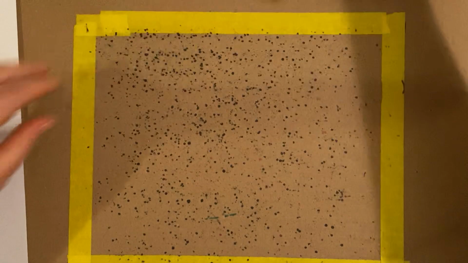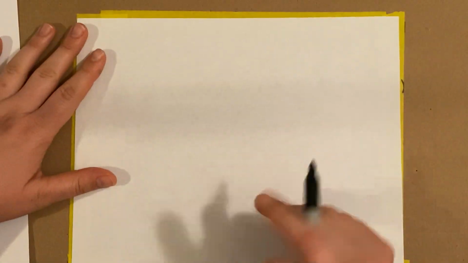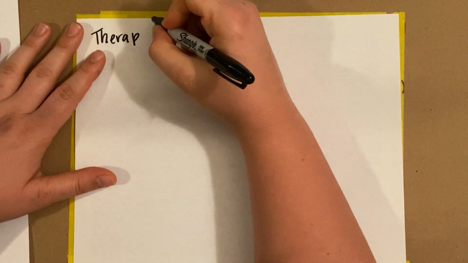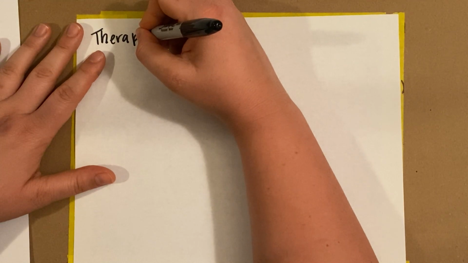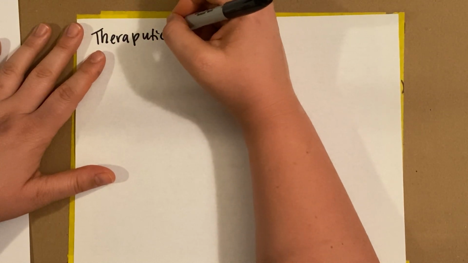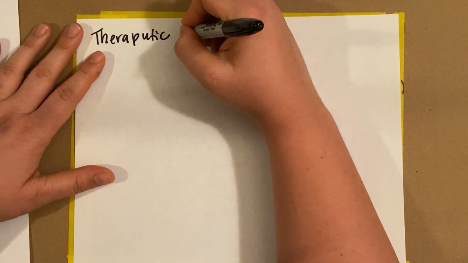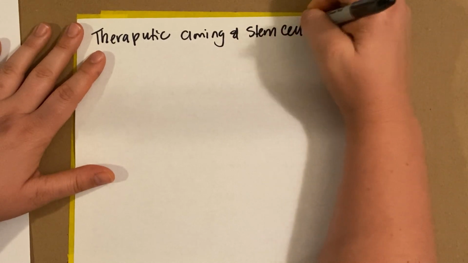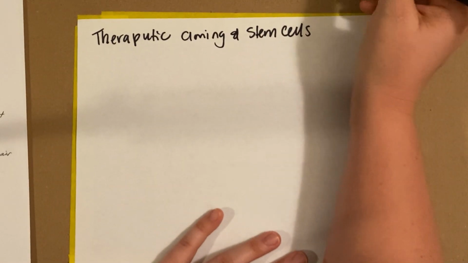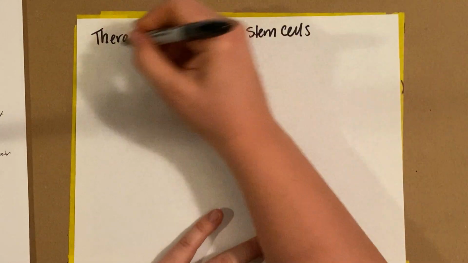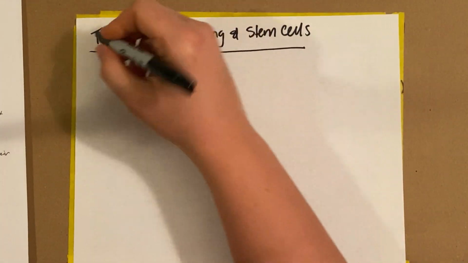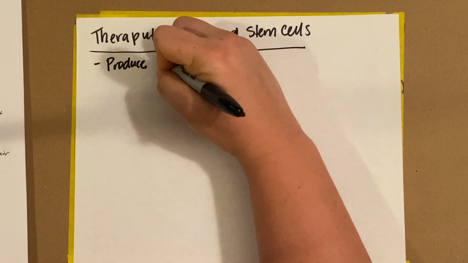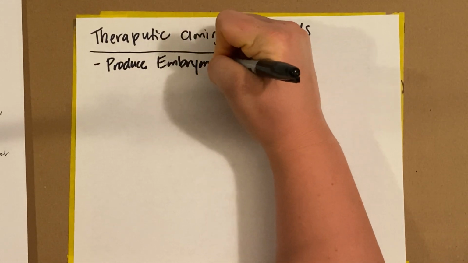Okay, so we have to talk about what stem cells are. Okay, so let me just put, this is therapeutic cloning and stem cells. Okay, so one of the big goals is to be able to produce something called embryonic stem cells.